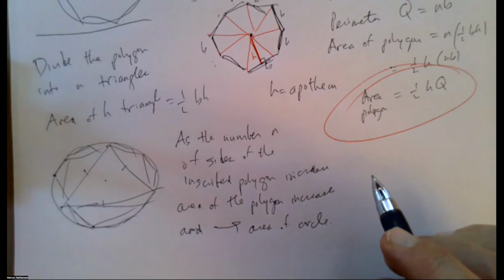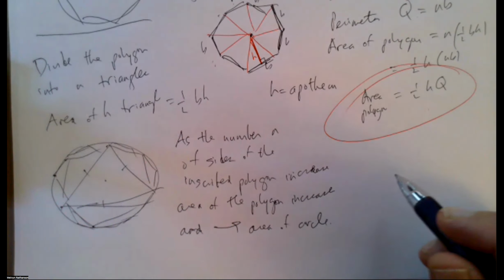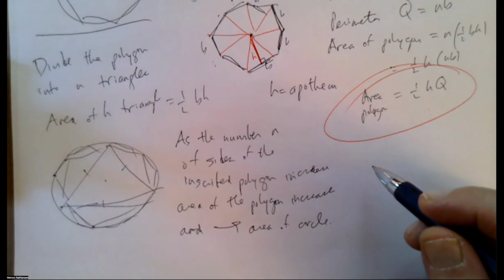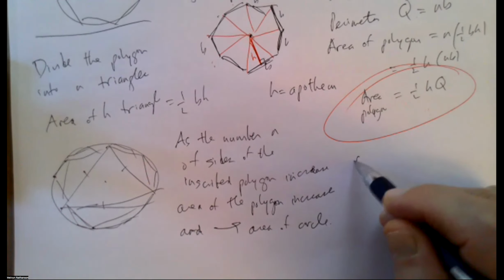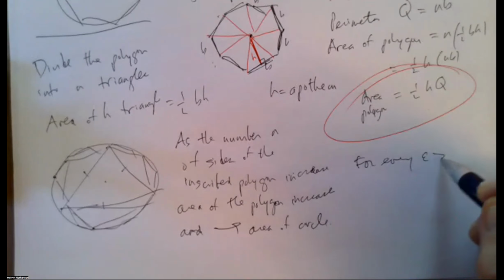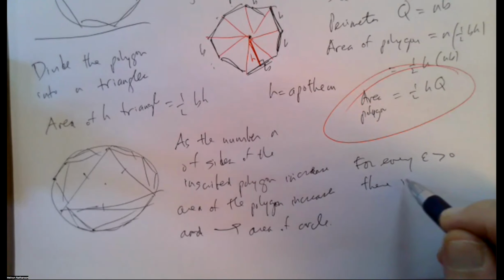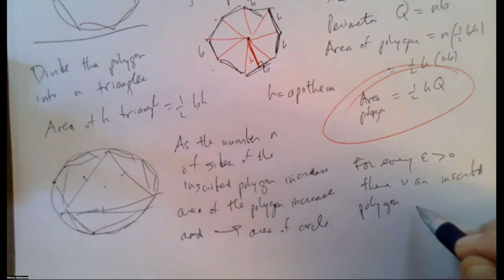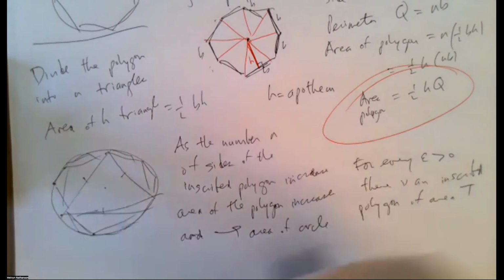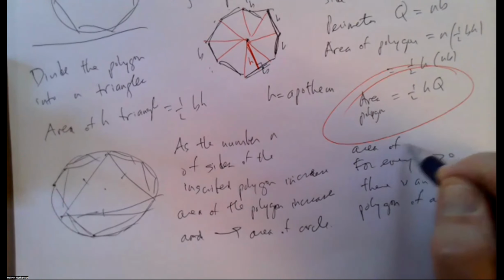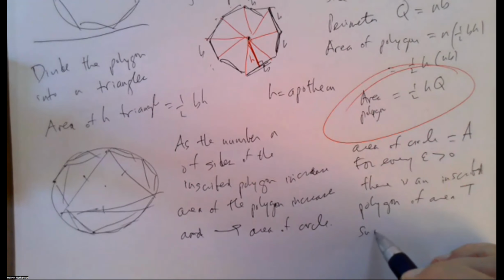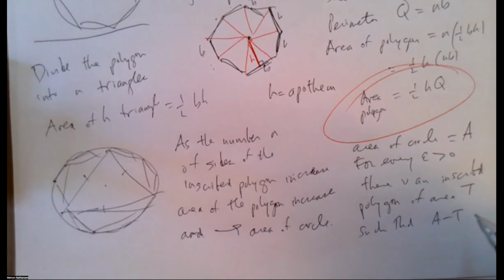And one way to write this in sort of more mathematical terms, we would say for every number epsilon, no matter how small, there is an inscribed polygon of area T, let's say the area of the circle is A. There's an inscribed polygon of area T such that A minus T, we know that's positive because the polygon is inside the circle.